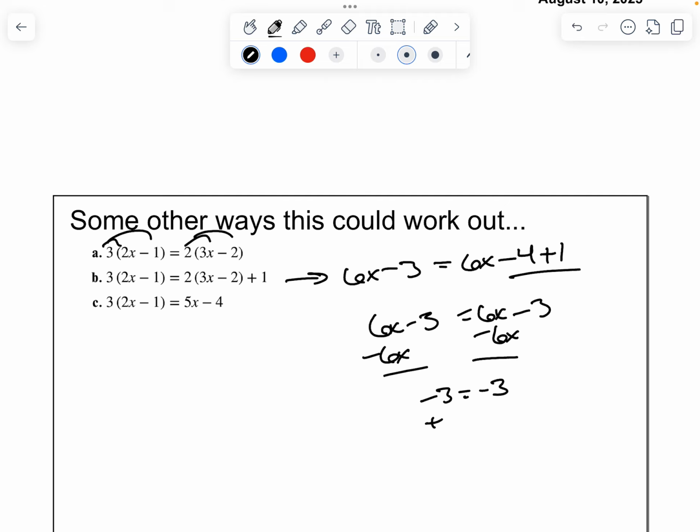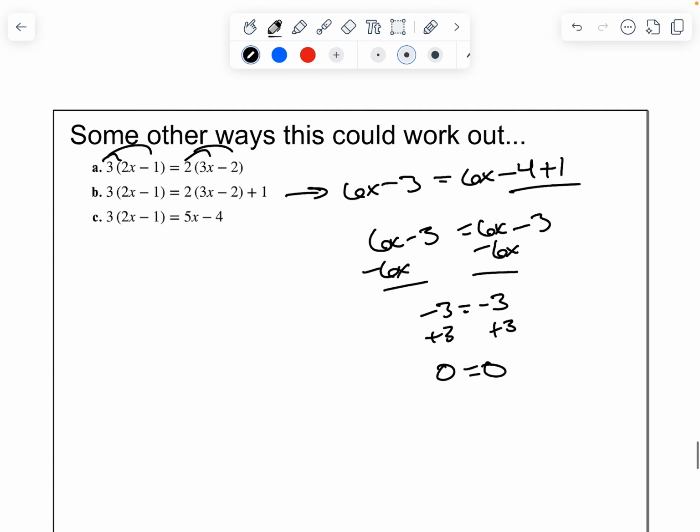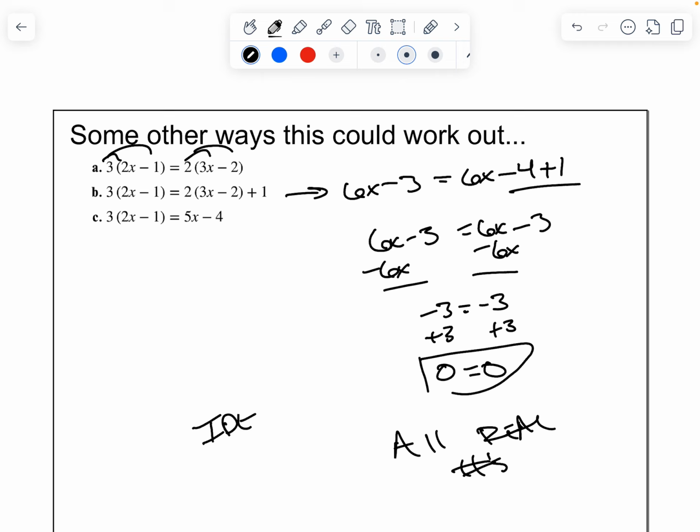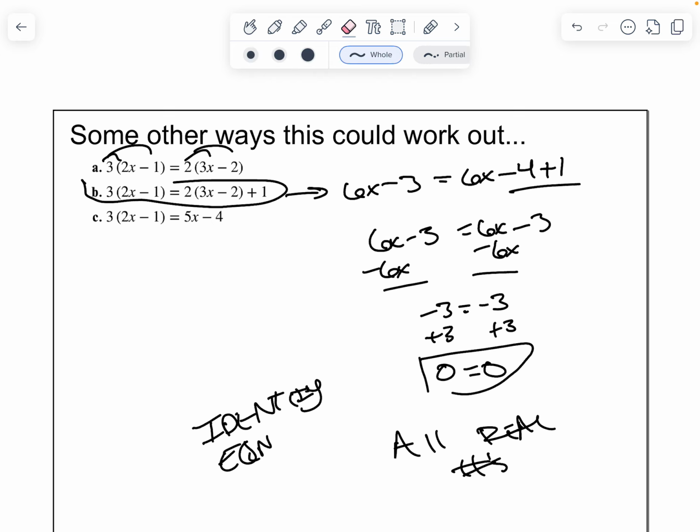Again, you can keep piddling with this as long as you want, and you're always going to end up with something that is true. This is always true. What we would say is all real numbers are solutions. If you end up with anything like this, this is called an identity equation. And what that means is it doesn't matter what number you pick. I could put a 4, I could put a 3, I could put a 0, I could put a negative 15. No matter what number I pick, it is going to make that equation true.